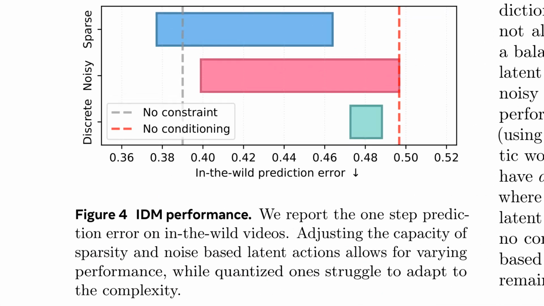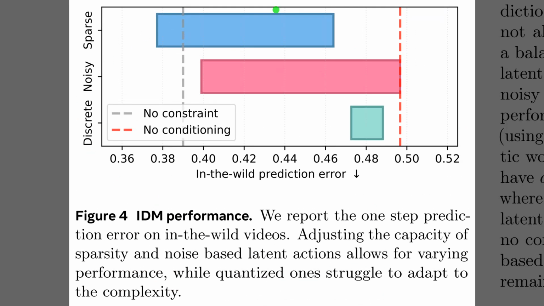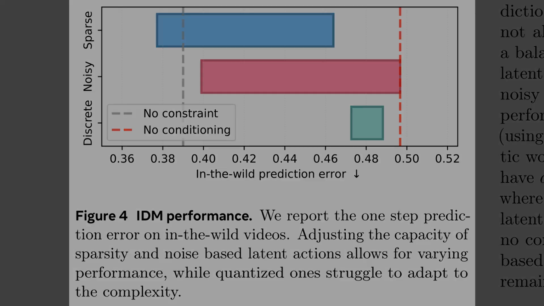So, Figure 4 quantifies this gap by plotting the one-step prediction error, where lower values to the left indicate better accuracy. The vertical dashed gray line marks the ideal performance of an unconstrained model, while the red line on the right represents the baseline with no action conditioning. Crucially, the blue and pink bars for sparse and noisy models extend far to the left, effectively matching the ideal. In contrast, the green box for the discrete model stays stuck on the right, barely beating the baseline, which confirms that quantization limits the capacity needed for these complex videos.